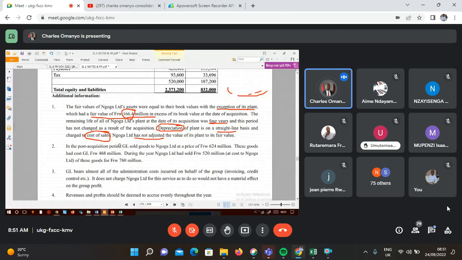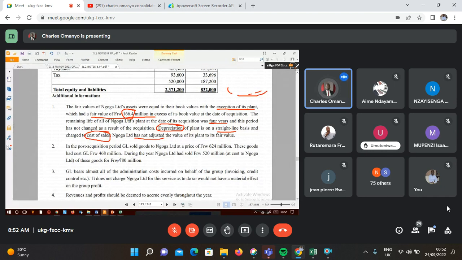In the post-acquisition period, GL sold goods to Ngonga at a price of 624 million. These goods had cost GL 468 million. I hope everyone was there in the last class. What I'm reading should be familiar. During the year, Ngonga Limited had sold 520 million at cost to Ngonga Limited of these goods for 780 million.